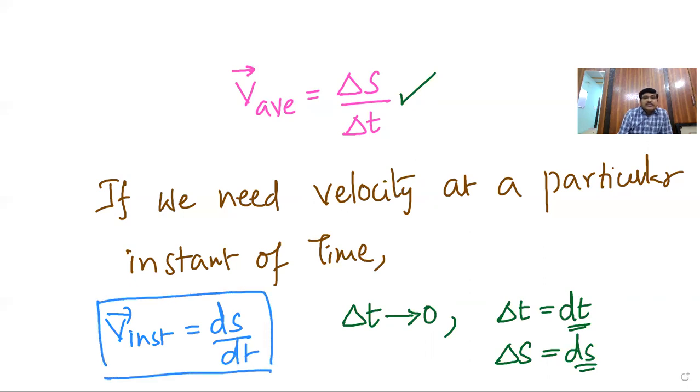At that particular instant, delta s becomes ds, a small displacement, and delta t, the change in time, as time tends to 0, becomes a small time, dt. D stands for a very small differential element, and within the small time dt the displacement is small, ds. Hence ds by dt at that particular instant of time is known as instantaneous velocity. Here afterwards, the formula ds by dt stands for the instantaneous velocity.